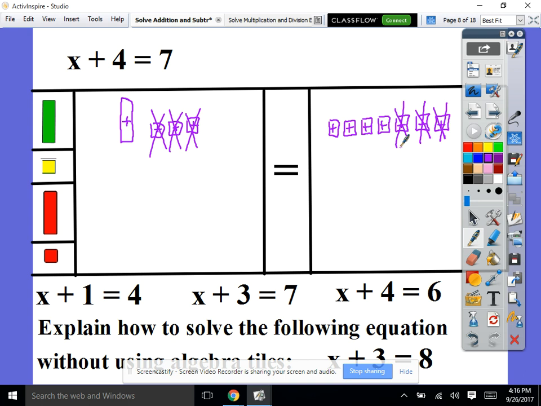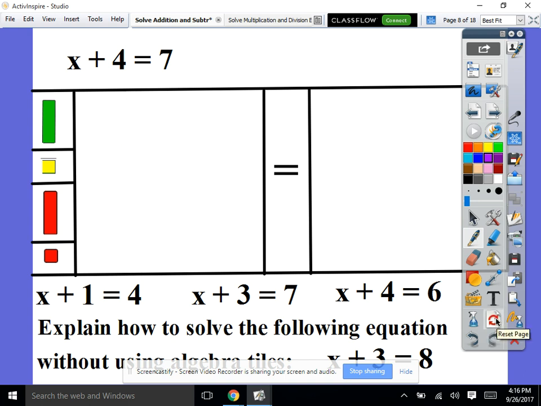And finally, let's draw this. X plus 4 equals 6, so we do the rectangle and then 4 squares. So that says X plus 4.